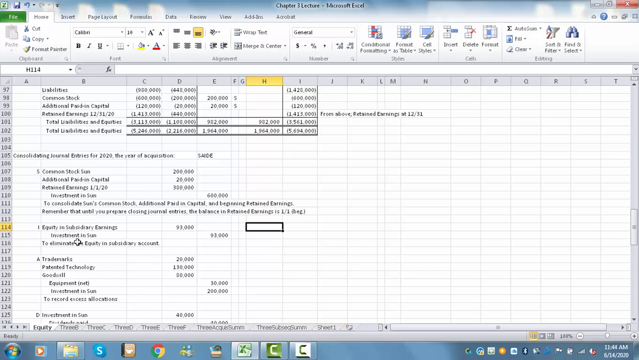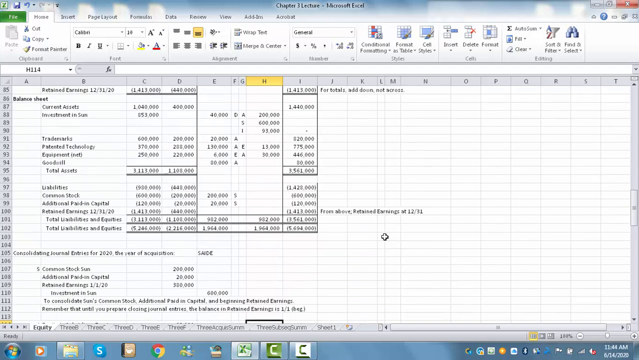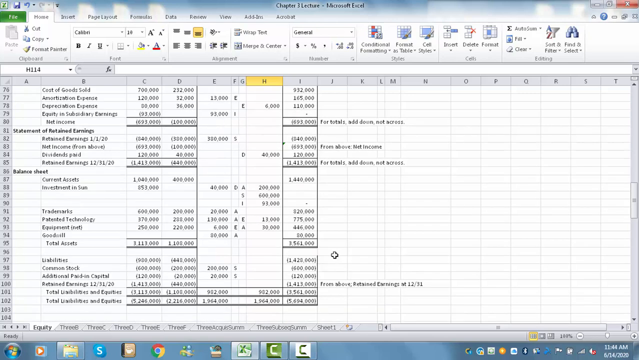Okay, then I want to eliminate, again, let's see. I want to eliminate Sun's equity accounts, and then I want to eliminate the equity in the subsidiary earnings. Okay, the subsidiary earnings were here. Equity in the subsidiary earnings we figured out was 93. That's a credit because it's in the negative, so I want to debit that, make it disappear as I go across. And where am I going to go with that but to take it out of investment in Sun? So I've removed all of these guys now from the investment in Sun.